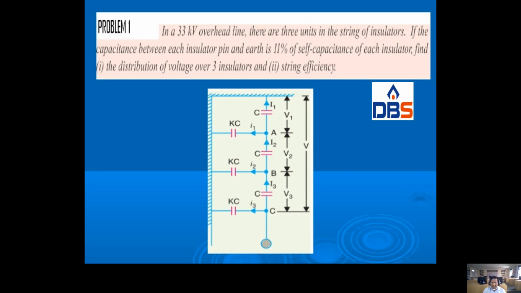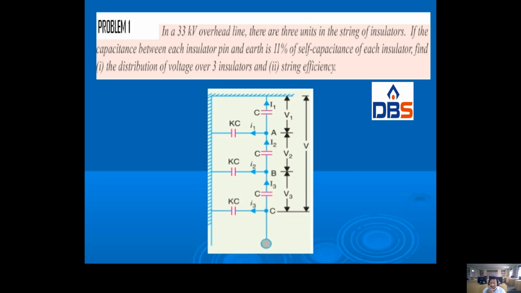Let us go to the first problem. In a 33 kV overhead line, there are 3 units in the string of insulators. If the capacitance between each insulator pin and earth is 11% of the self-capacitance of each insulator, find first, the distribution of voltage over the 3 insulators, and second, the string efficiency. It is a 33 kV overhead transmission line, that is the line voltage, 33 kV. We get the phase voltage as 33 by √3. Some value will be coming.